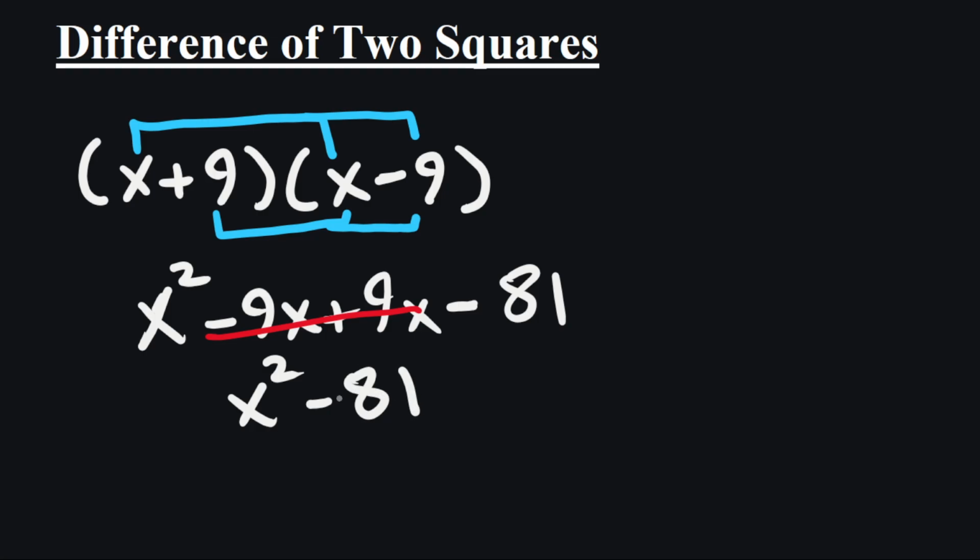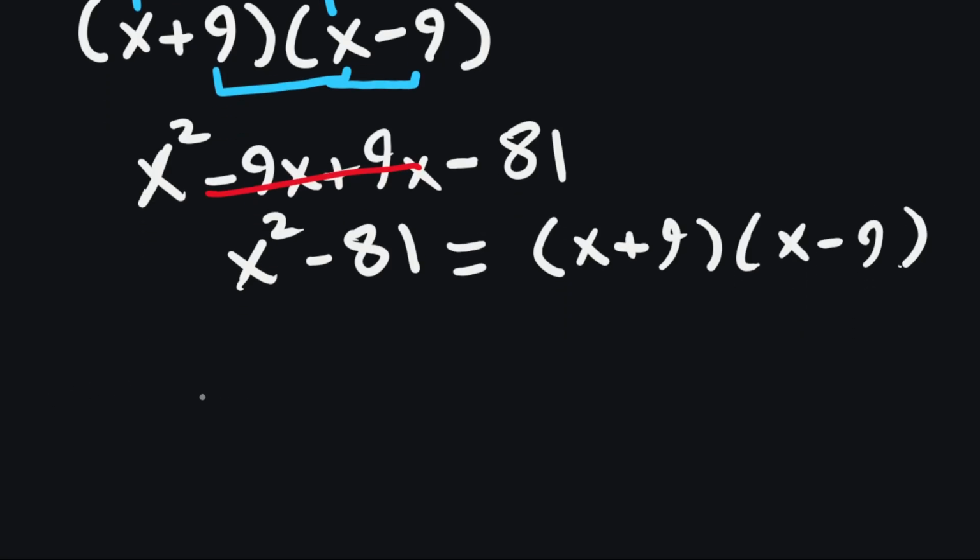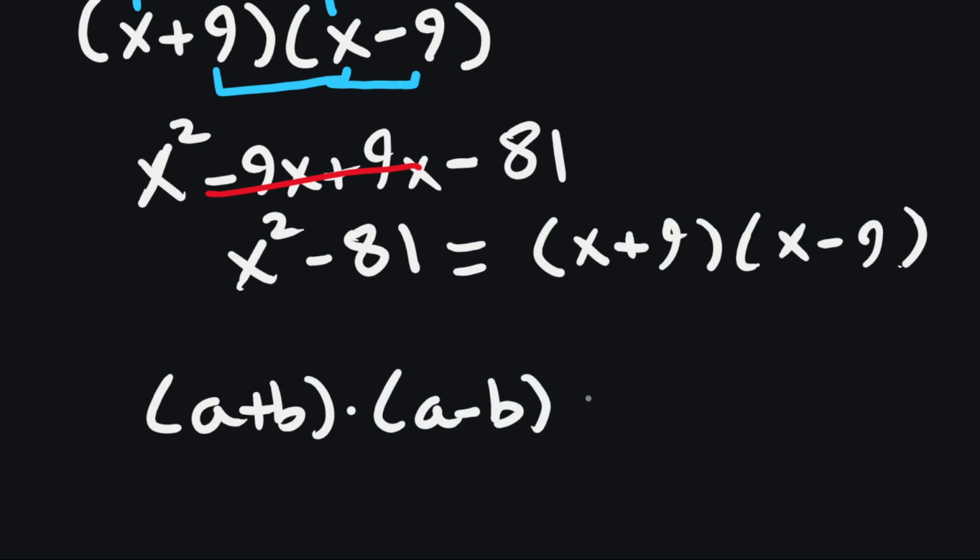So this is how the difference of two squares works. We can get from x squared minus 81 back to x plus 9 times x minus 9 because there's a general formula. And the general formula is anytime we have any two binomials, a plus b multiplied by a minus b, that always equals a squared minus b squared.